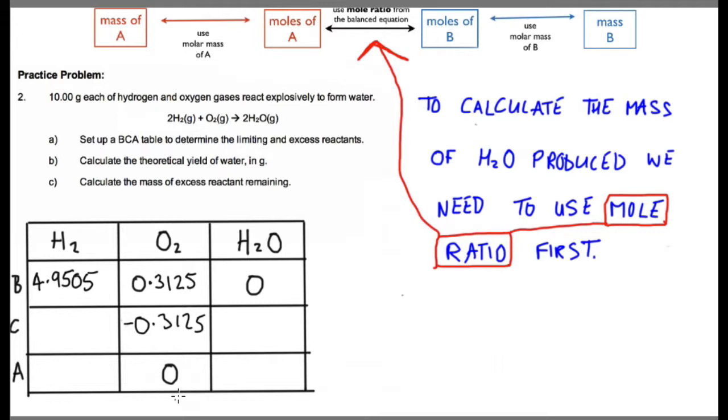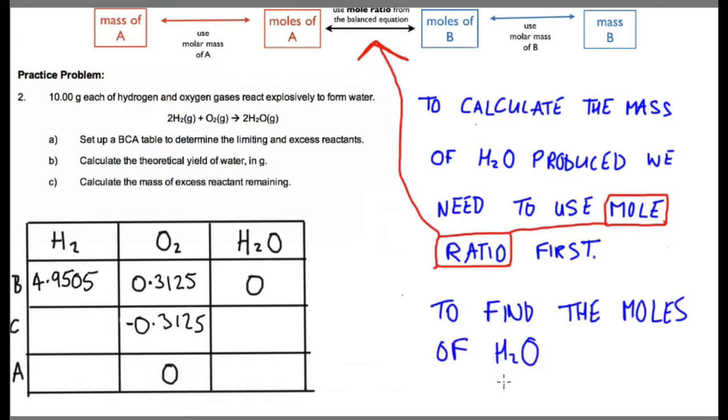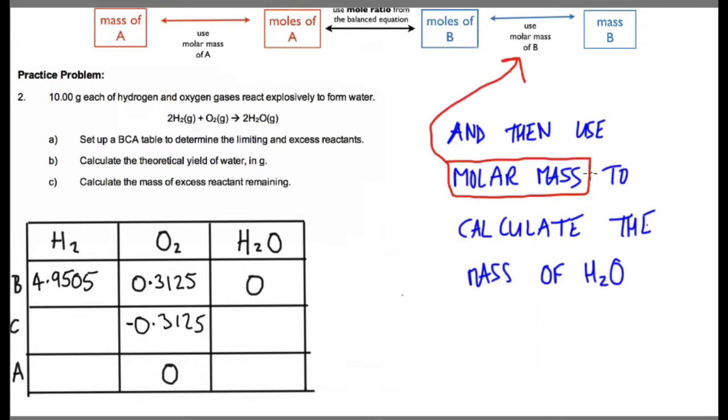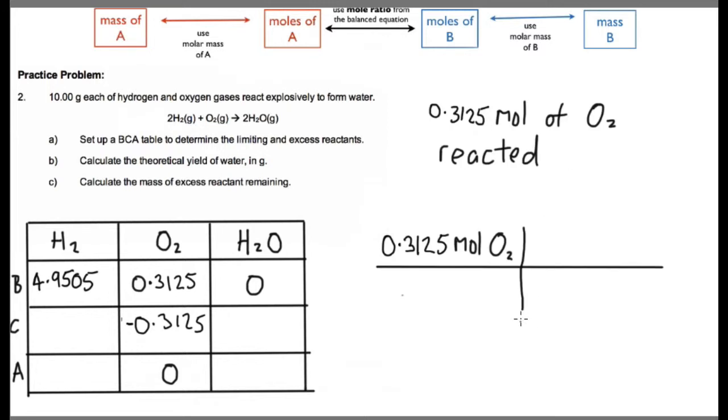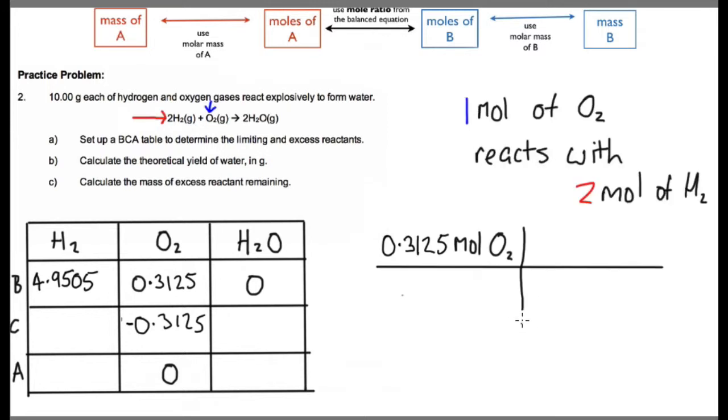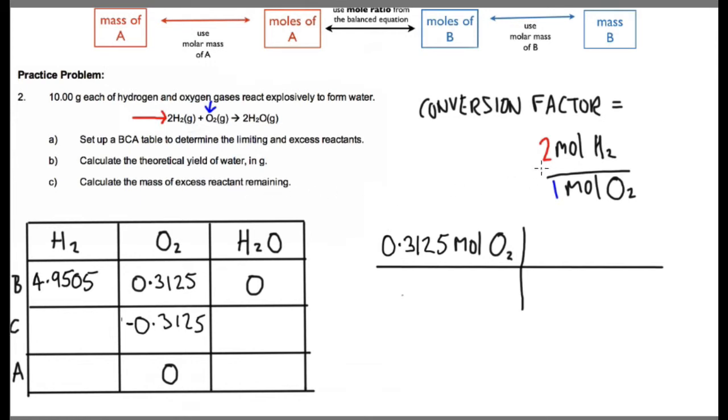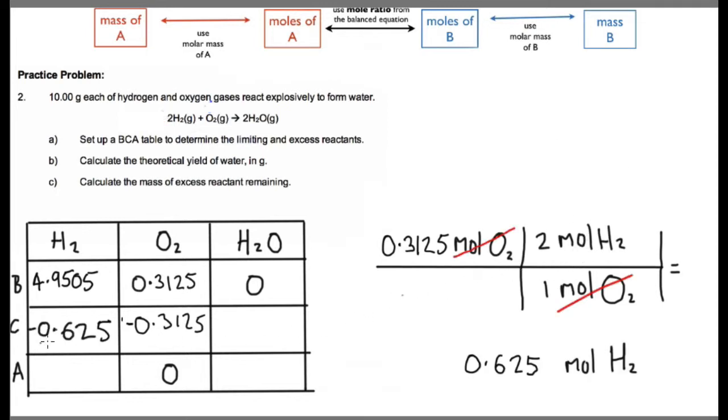To calculate the mass of H2O produced, we need to use mole ratio first to find the moles of water, and then we'd use molar mass to calculate the mass of H2O. So let's find the moles of H2 and H2O first. So 0.3125 moles of oxygen reacted. We know that 1 mole of oxygen reacts with 2 moles of H2. That's a conversion factor of 2 over 1. And hydrogen goes on the top. That's what we're trying to find here, the moles of hydrogen. So we get 0.625 moles of hydrogen will react.